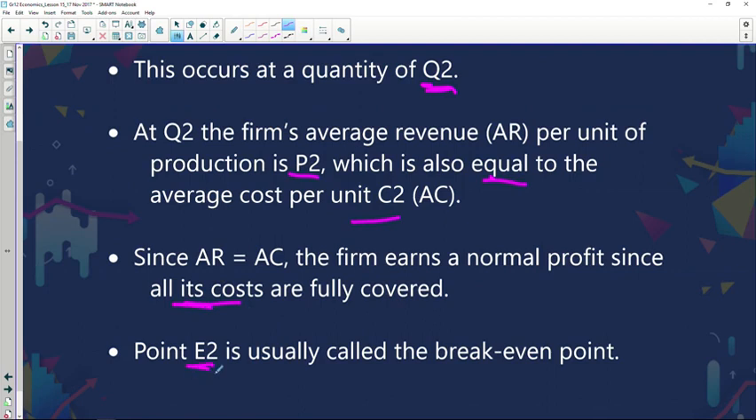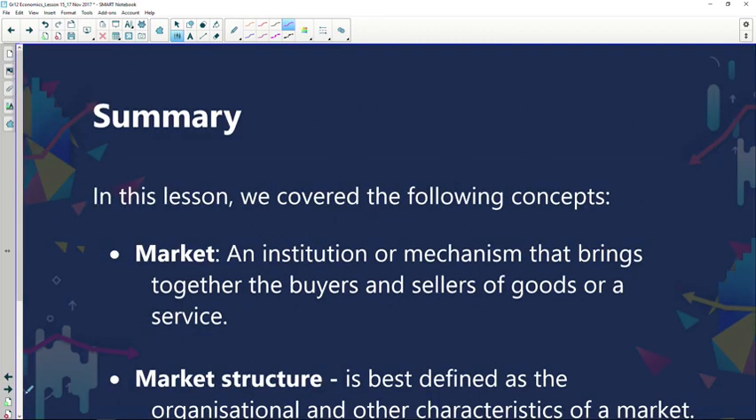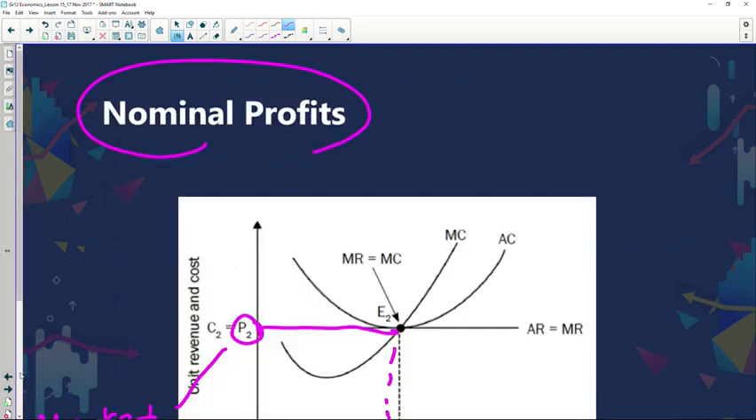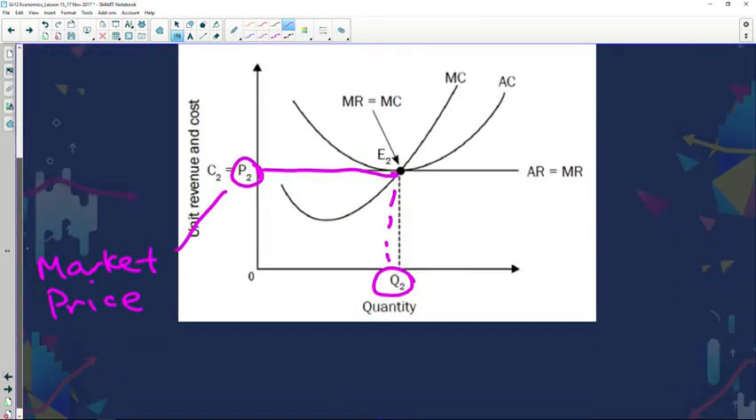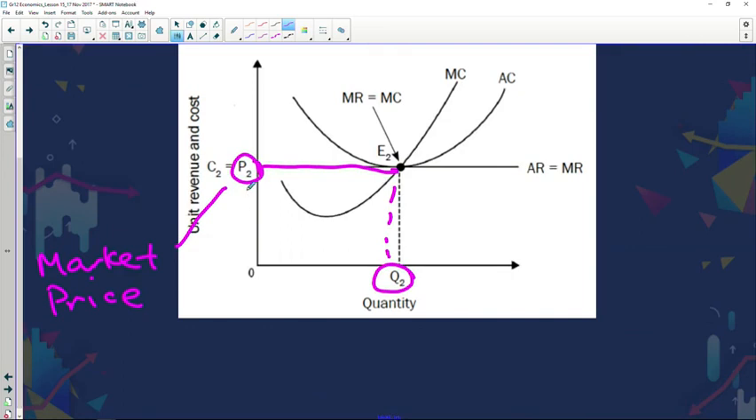Point E2 is usually called the break-even point. So it's a point where we are covering our costs, we're not making a profit, and we're also not making a loss. So all our costs are fully covered, and hence we call it a nominal profit. So at this point, we can see that P2 equals C2.